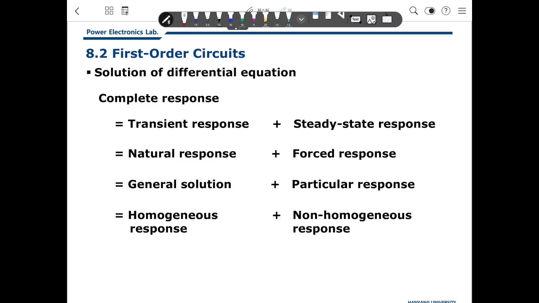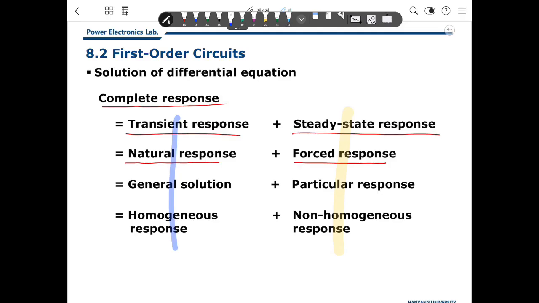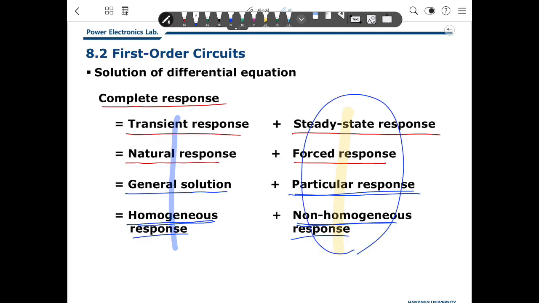The solution of the differential equation, the complete solution, consists of the transient response and the steady state response. The same thing has another name: natural response and forced response. Another naming is general solution and particular solution, or homogeneous response and non-homogeneous response, homogeneous solution and non-homogeneous solution. Same thing, different names.